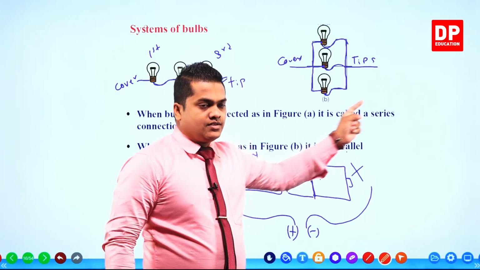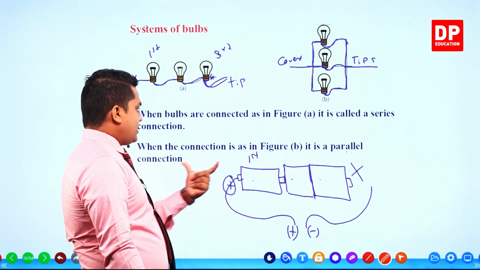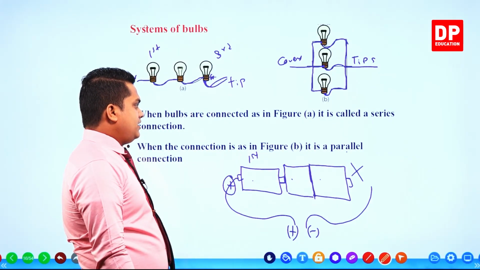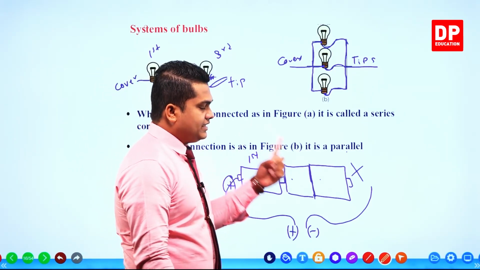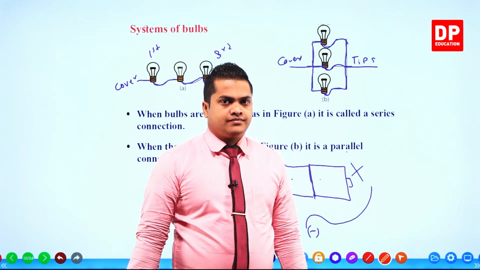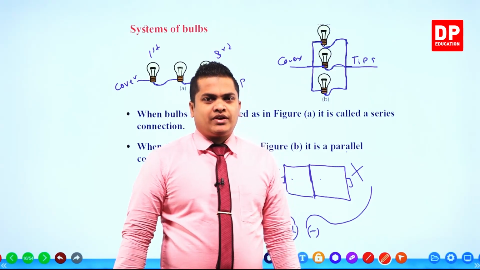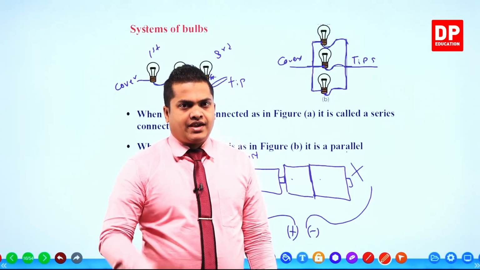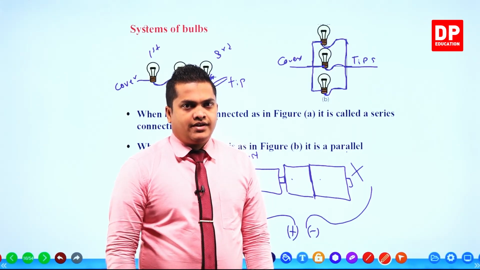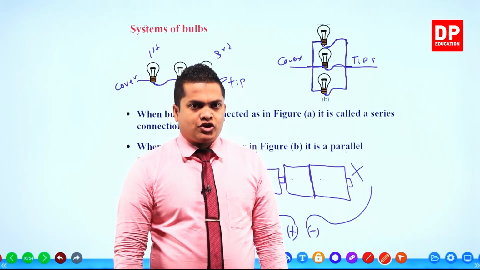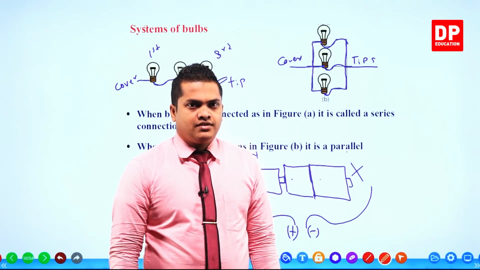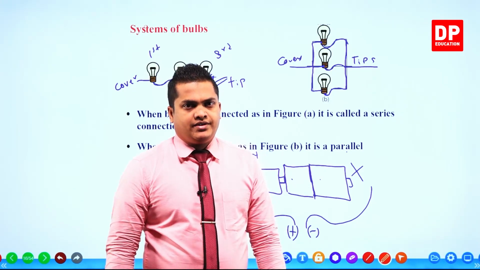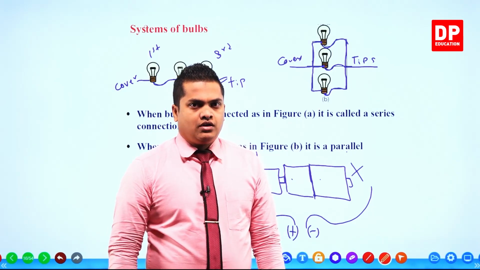So this is C. When the connection is as in figure B, it is a parallel connection. So figure B is a parallel connection. These are the 2 types of bulb connections that we can observe, right? It's the same as the connection of cells. Same thing is going to apply. There's no difference at all.